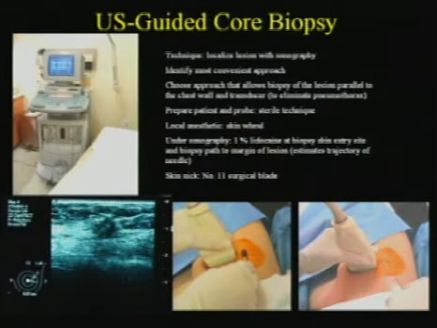So the technique we use for ultrasound-guided core biopsy, as you see here, we have our ultrasound device and examination table that the patient is lying supine on. Using ultrasound, we identify the lesion, as we have here, and the most convenient approach. It's important to choose an approach that allows biopsy of the lesion to be parallel to the chest wall and transducer to eliminate pneumothorax. As you see here, this is the lesion, this is the pectoralis, and then this is the lung. So you want a parallel approach, and obviously not an approach going this way, as you could cause a pneumothorax.